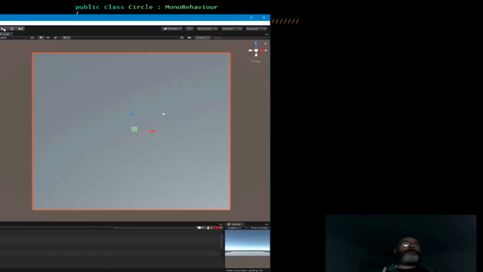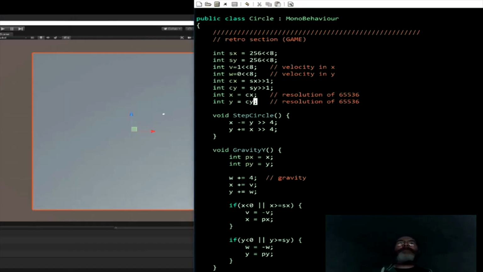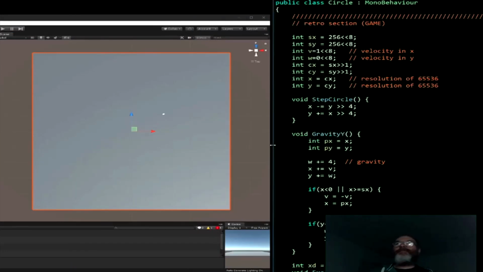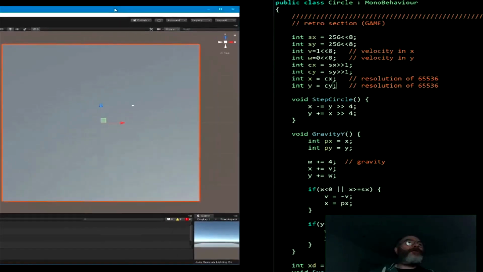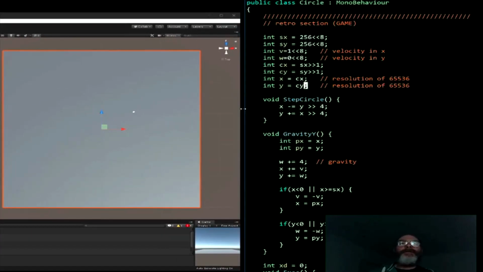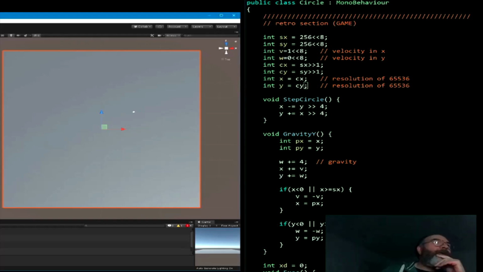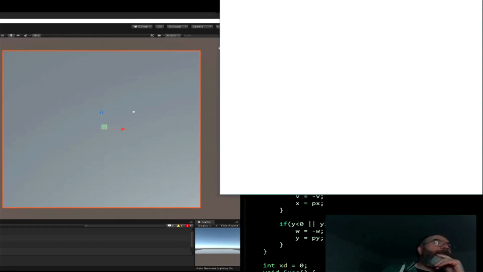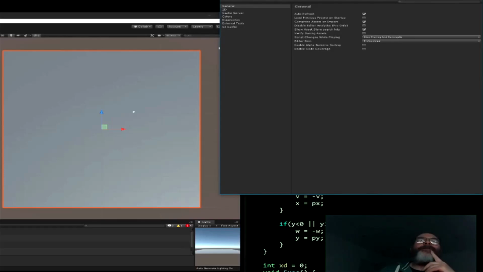So Cx and Cy. So the ball is now being put in the center of the screen. Cx, Cy. Let's see how this goes. Whoa! I think this might be one of those cases where I can actually tell it to compile and not to keep running when it recompiles the C# code. It almost never pays to do that.